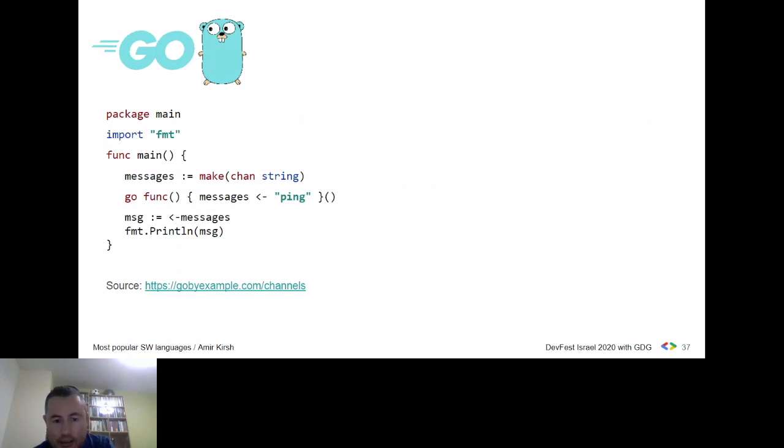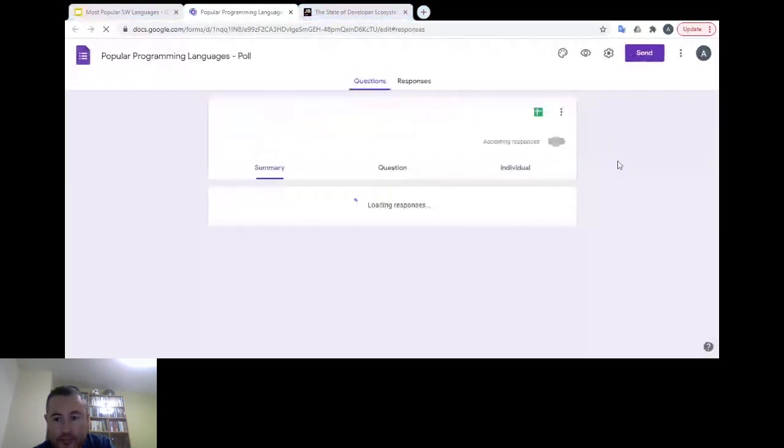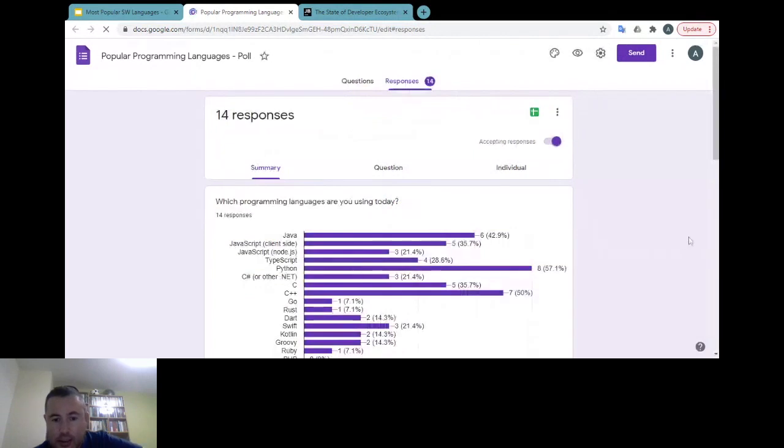Some additional links for comparing between languages. And let's take a look at your poll results. You just have to tell me in the chat if you see this slide. Do you see the poll results? Yes. Okay.